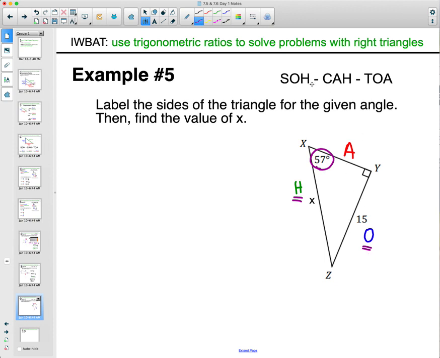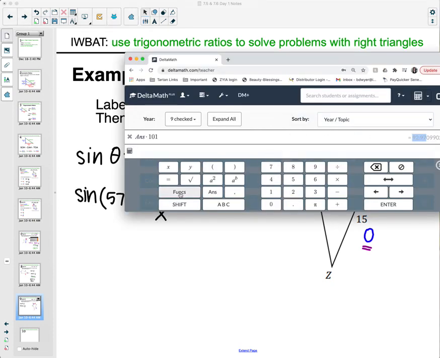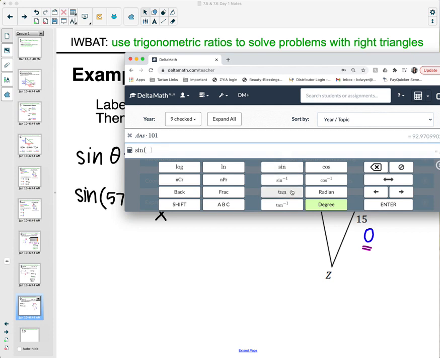So look here at SOHCAHTOA. Which one has the opposite and the hypotenuse? That's the sine function. So we do sine of the angle equals the opposite side over the hypotenuse. So sine of 57, in this case, is the angle, equals the opposite side, 15, over the hypotenuse, x. So we'll type this into our calculator to get what sine of 57 is. Again, functions, sine, and type in 57.